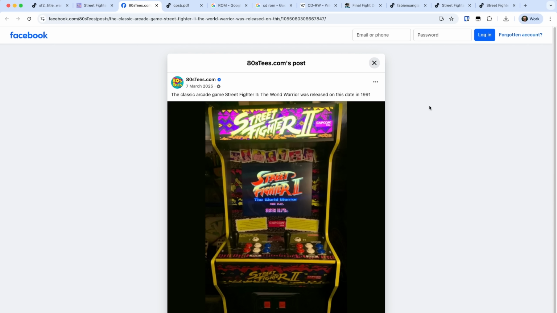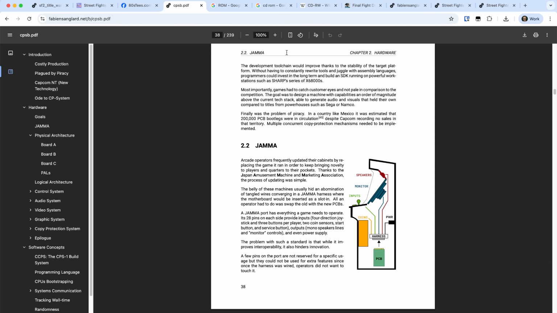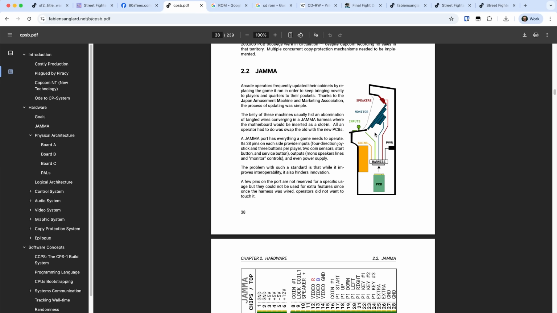Street Fighter 2 was an arcade game, which meant that it sort of shipped with its own computer built in. It's completely different to how computer games work today or any sort of software. And let me talk you through that process so you understand exactly why this bug was so difficult to resolve. Inside the machine of the arcade game, there's all sorts of physical components for collecting coins and stuff. At the belly of these machines usually hid an abomination of tangled wires covered in jammer harness where the motherboard would be slotted in.